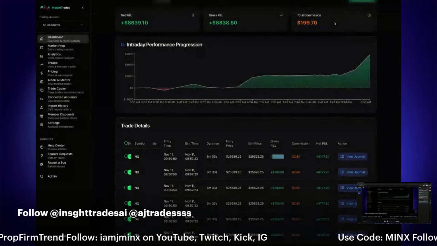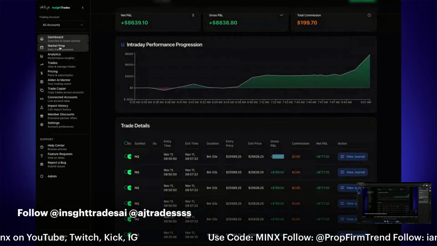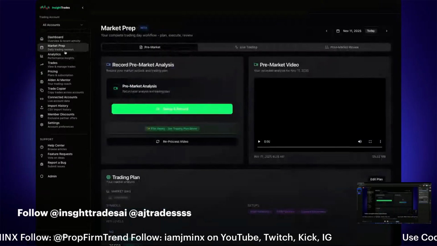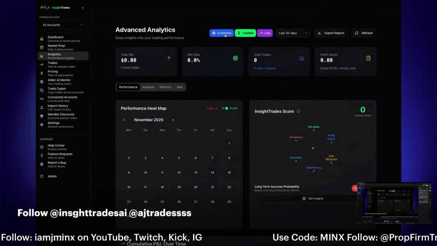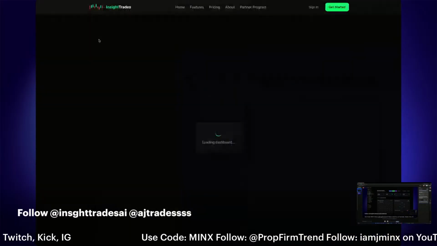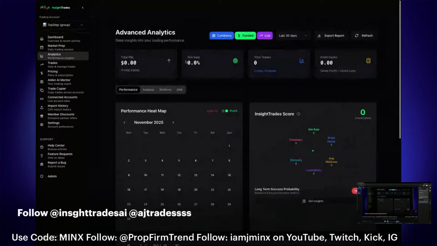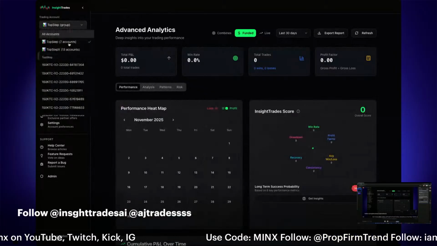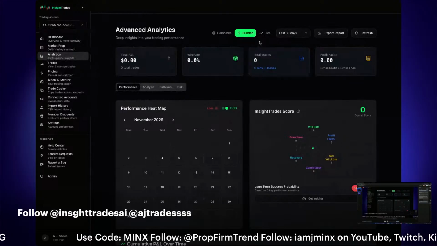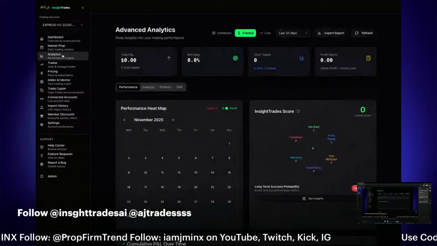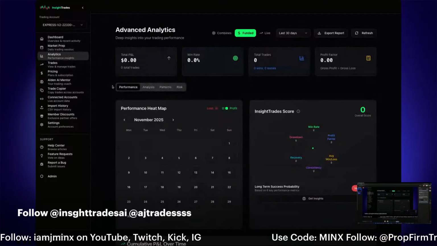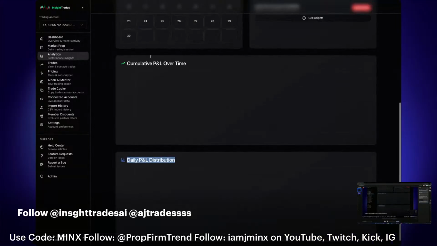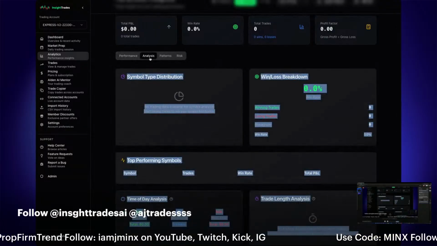So I know I went over a lot there. Everything else is pretty basic. You can get it with any other software out there, so I won't go into a lot of these, but just refresh this page. Okay, one sec here. See if I can get this to populate here. Yeah, not sure why that's not working, but ideally it's all of the exact same stuff that anyone would offer, like cumulative P&L over time, performance heat map, analysis.